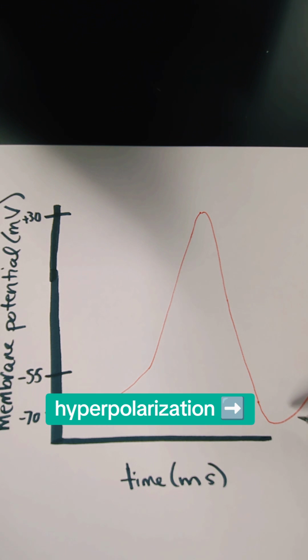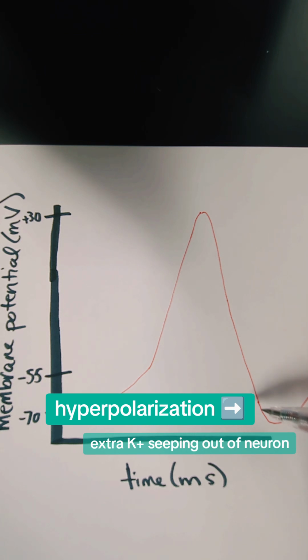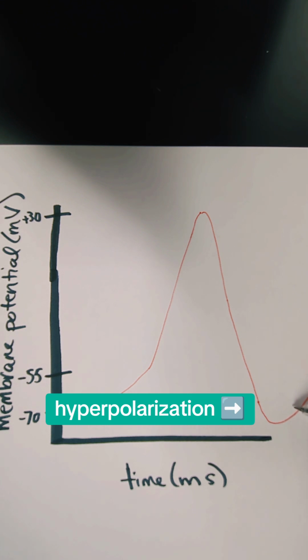The reason for the hyperpolarization portion of the action potential curve is that the voltage-gated potassium channels, once that -70 resting membrane potential is reached, are not fast at closing. So essentially, there's a slight period of time when there's a little bit of extra potassium that is going to seep out, resulting in this slight period of time where the membrane potential is below or more negative than that -70. That is why we call it hyperpolarization.